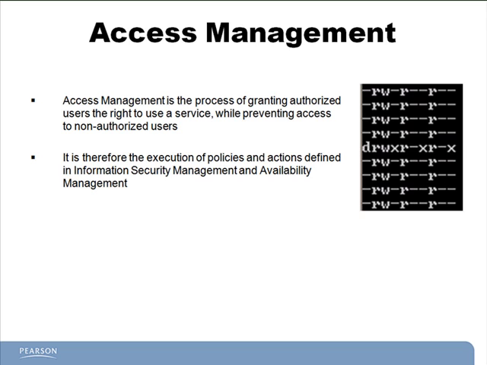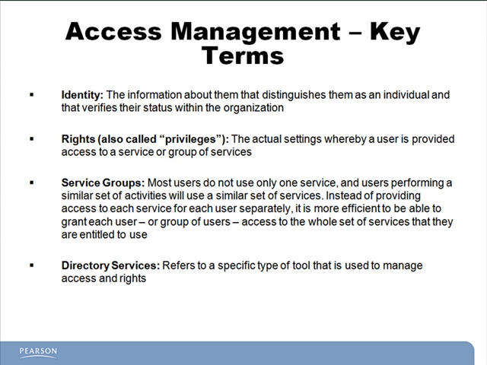You might also remember that the availability management process, also from service design, is closely related to information security management because it ensures that when a user should have access to a service or a resource, that service or resource is available or up when it needs to be. Access management and information security management and availability management are all closely related processes, and you'll need to remember that for the exam. Let's take a look at some access management key terms.